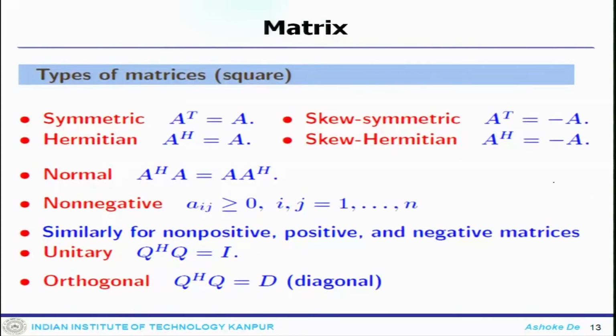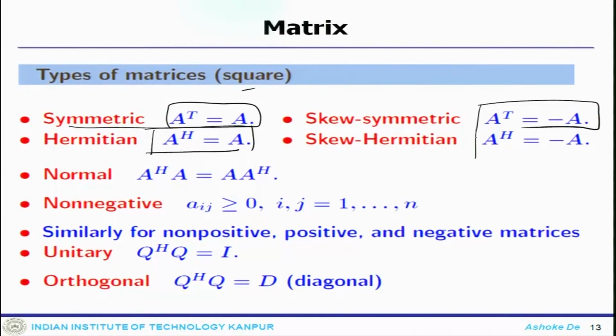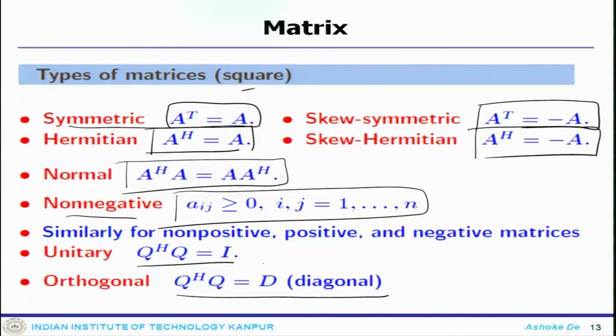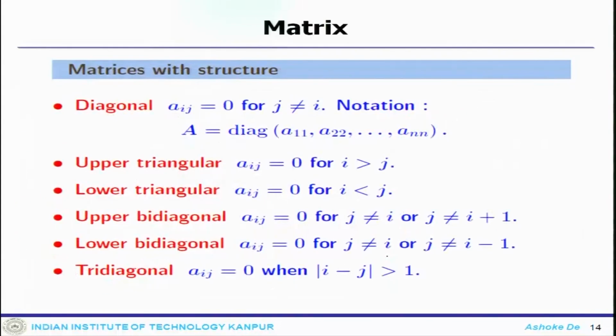Types of matrices: it could be square matrices when m equals n, symmetric matrices A transpose equals A, Hermitian matrices A^H equals A, skew symmetric when A transpose equals minus A, skew Hermitian A^H equals minus A, normal A^H A equals A A^H. The matrix is non-negative when its components are greater than or equal to 0, that means they are not negative. Similarly, unitary matrix, orthogonal matrix. These unitary and orthogonal matrices are going to be important matrices.